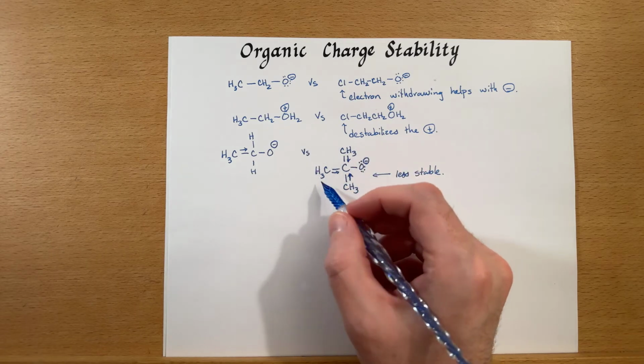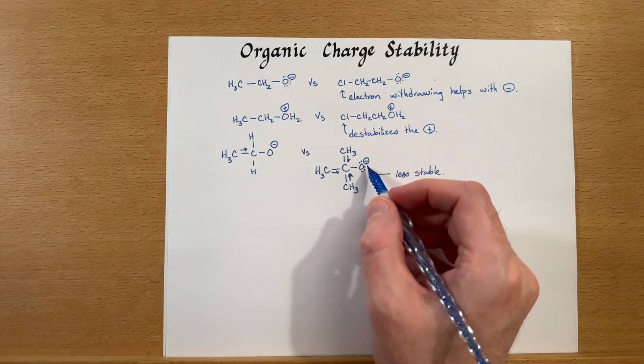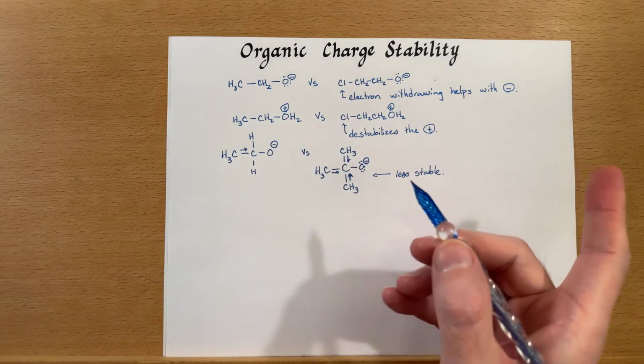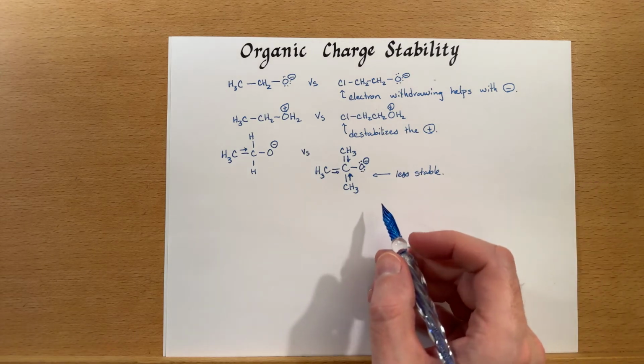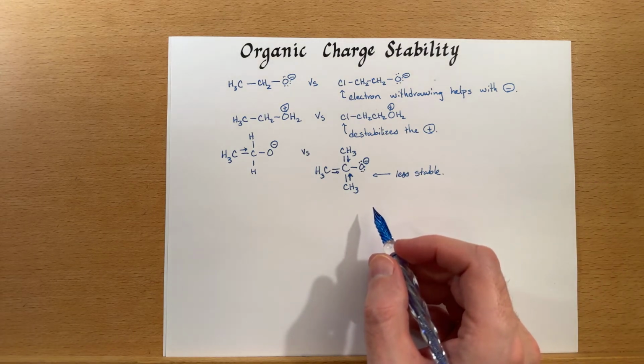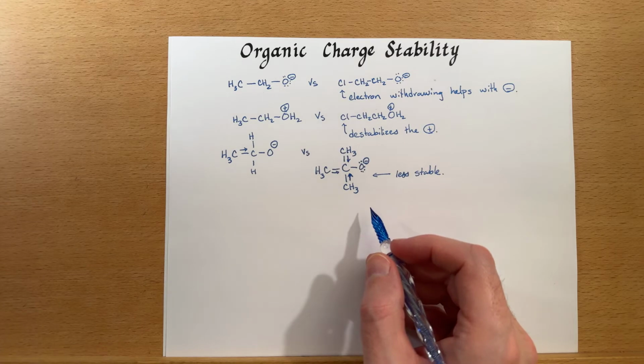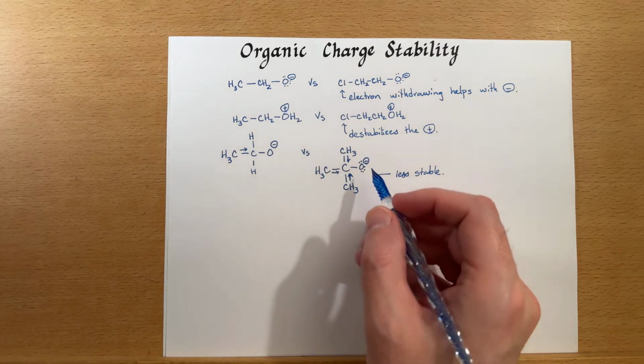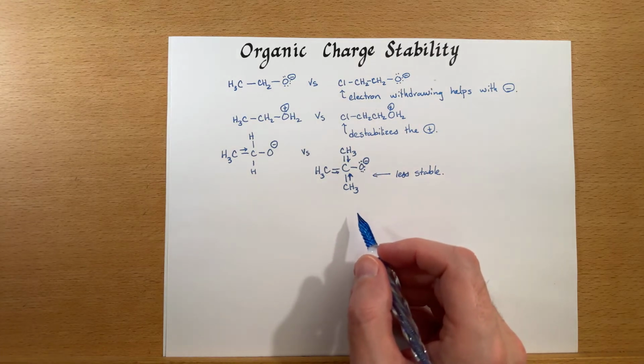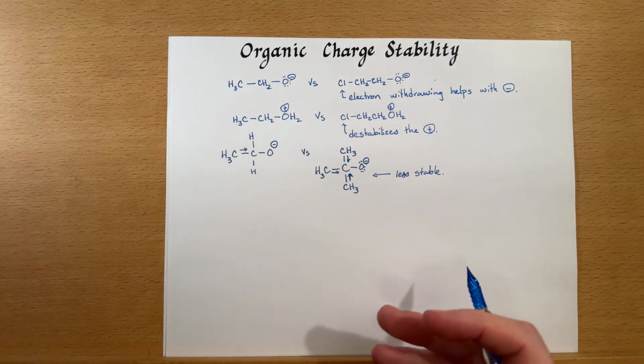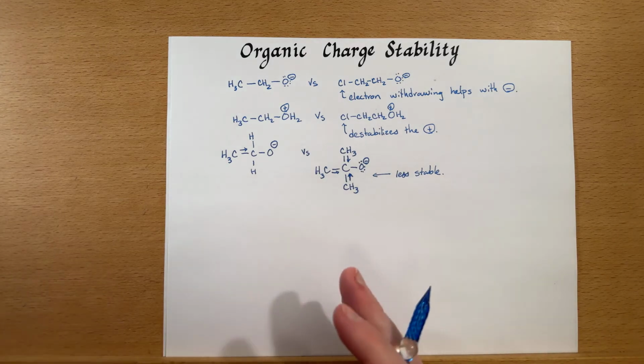So that makes, again, this negative charge less stable. So it's more likely for it to want to pick up a proton. It's harder to remove the proton because this resulting anion is less stable. Those are the ways that we can look at this.